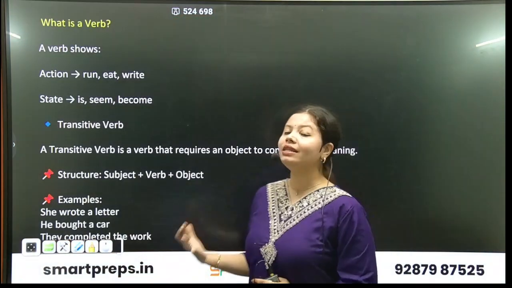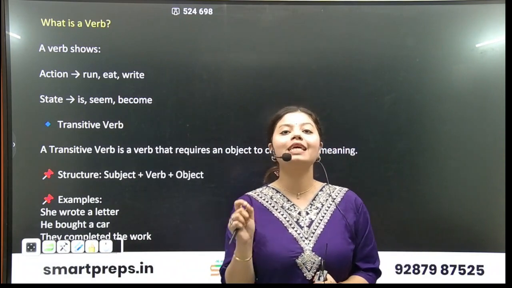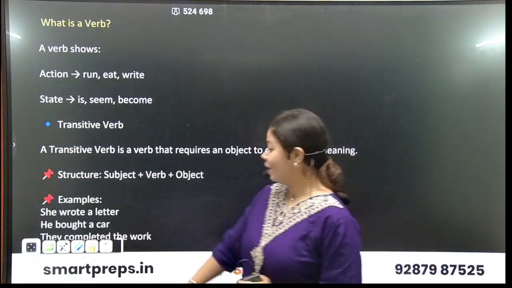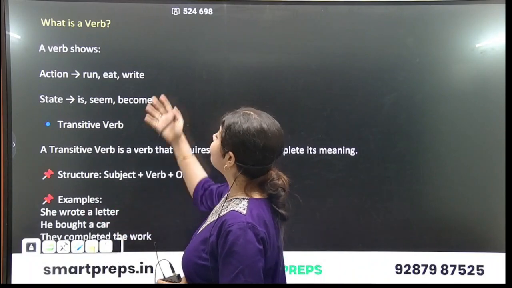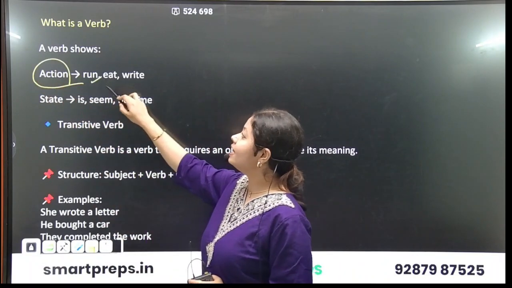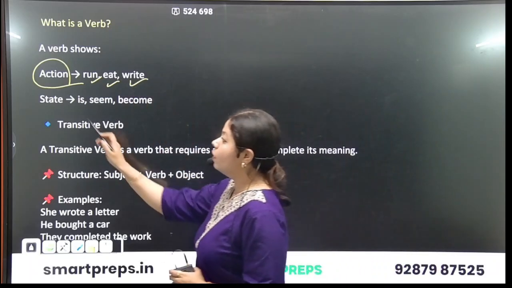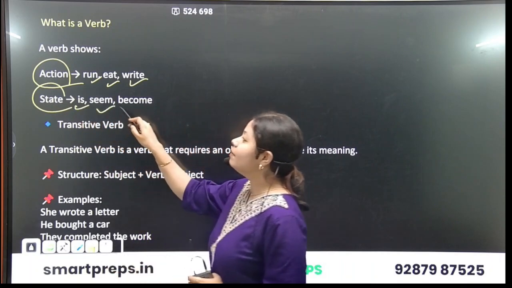So before we understand the two types of transitive and intransitive verbs, let's understand what a verb is. So what is a verb? A verb shows action, such as run, eat, write. A verb also shows state, such as is, seem, become.